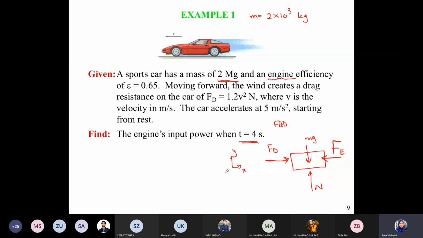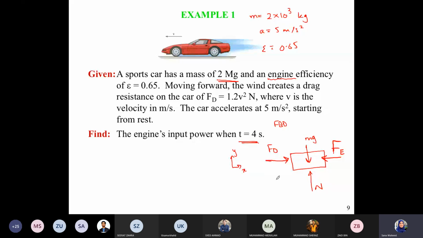So let's now find the engine's input power, right? So hamein input power find karni hai given ki hamari uski efficiency hai. So let's see all of this. So the car's acceleration is 5 meters per second square, right? And the efficiency is 0.65.